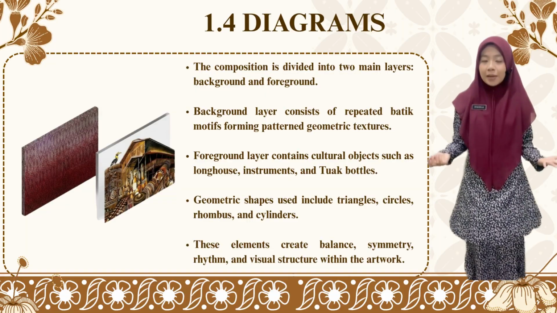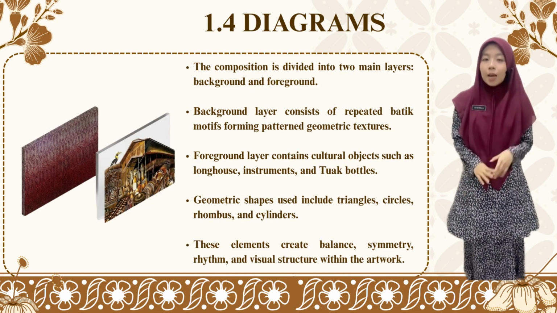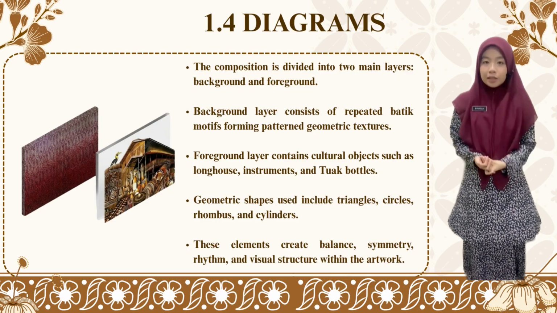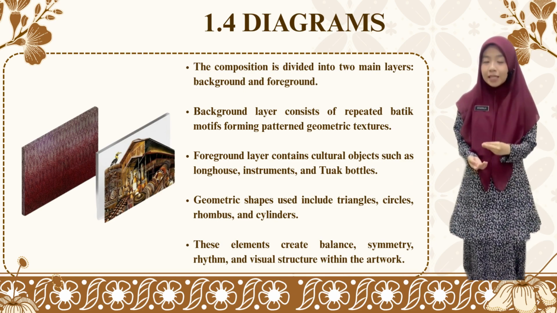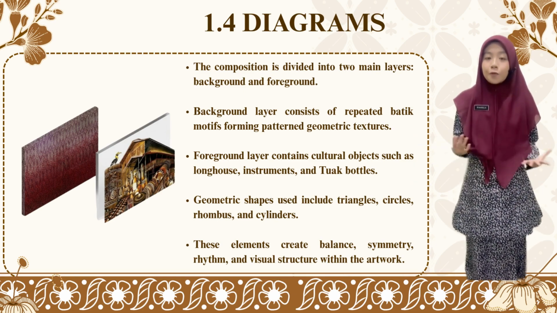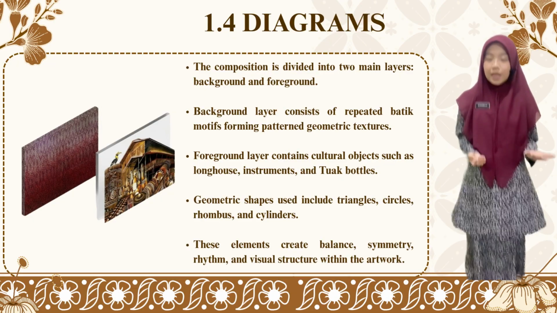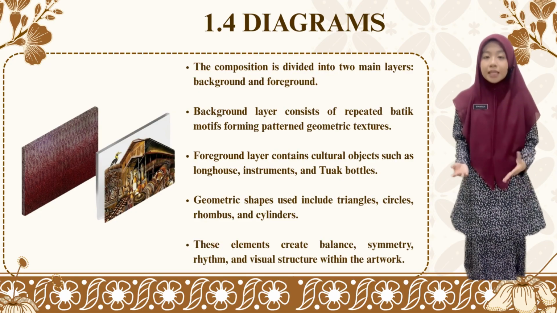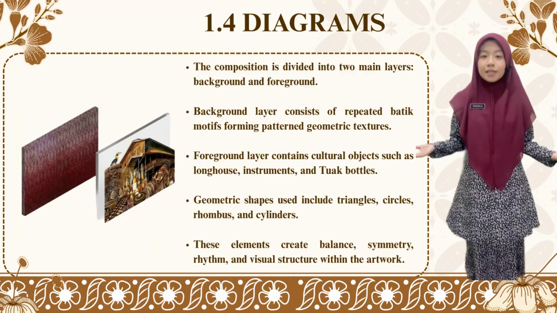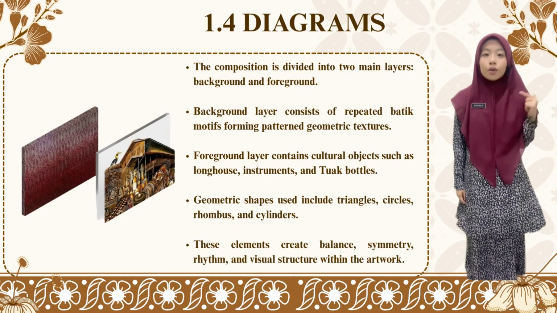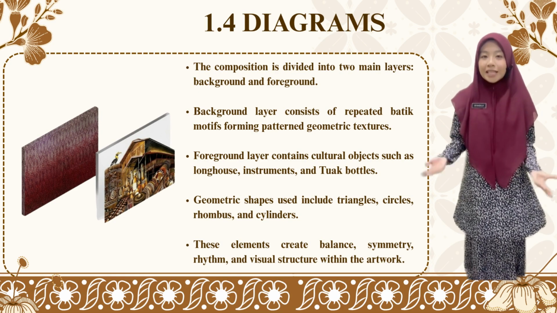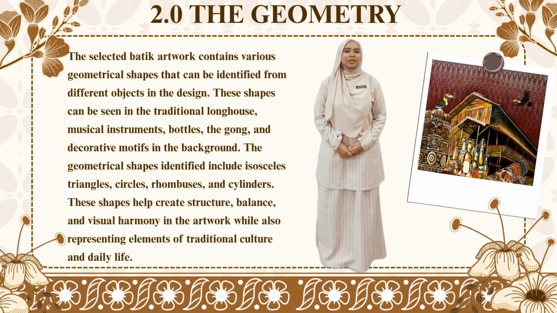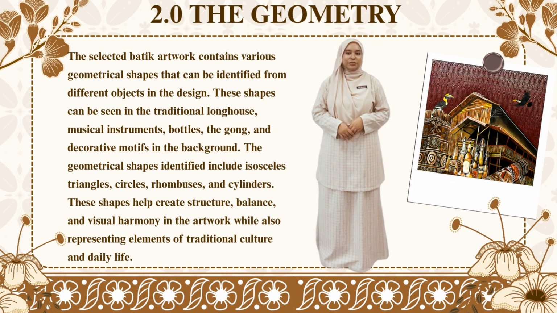The composition of this painting can be divided into two main layers, background and foreground. The background consists of repeated batik motifs that form dense geometric patterns creating balance and rhythm. The foreground contains cultural objects such as the longhouse, musical instruments, and tuak bottles. The elements are constructed using geometric shapes such as triangles, circles, rhombuses, and cylinders, which create symmetry, structure, and visual harmony within the artwork. Okay, next for section 2.0, geometry.